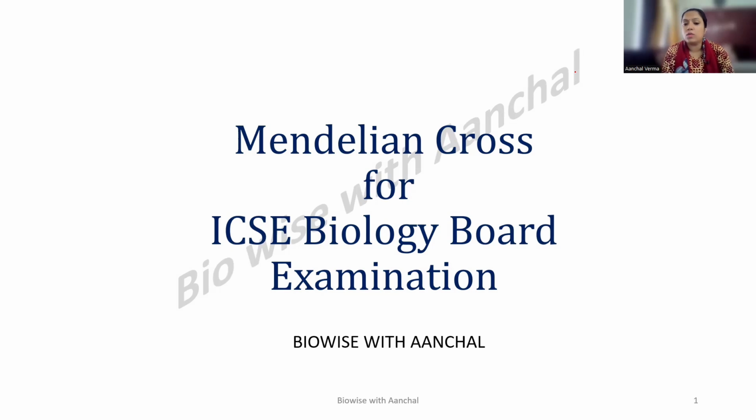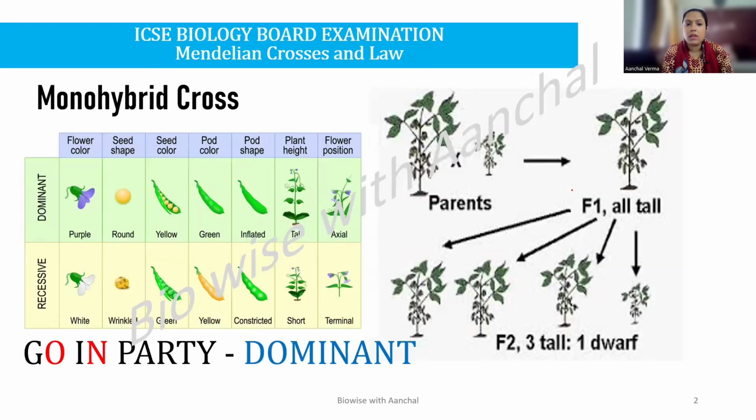I'll be explaining the sort of question that is asked and how you can be quick in writing the answers. So let us proceed with the unit. Here you can see that we are talking about the monohybrid cross. Before knowing about the cross, you should know that in a monohybrid cross, we talk about one character, and in a dihybrid cross, we talk about multiple characters.